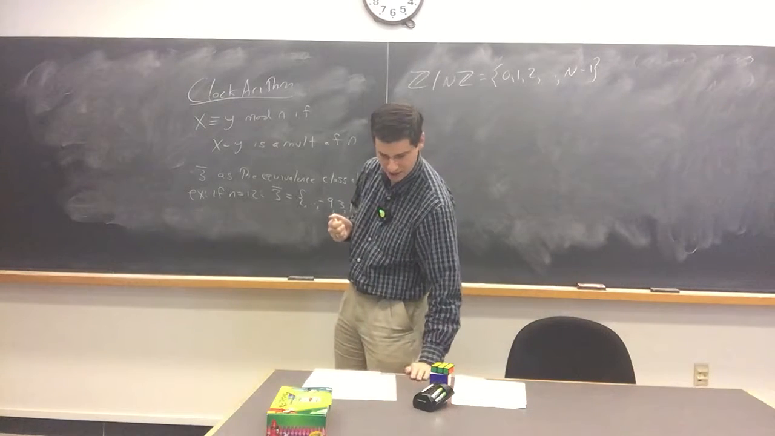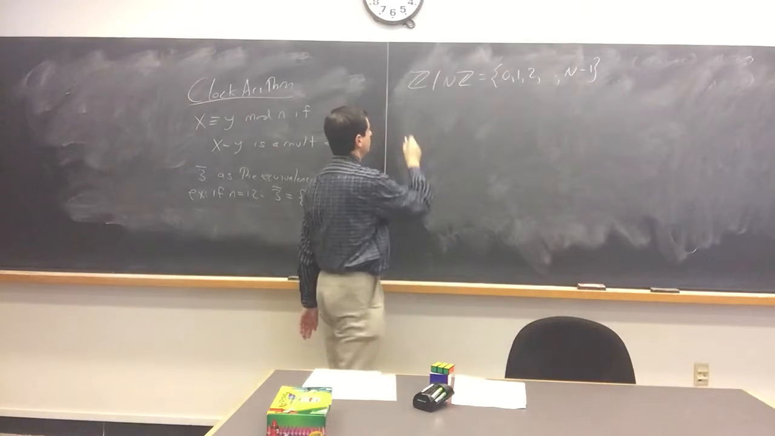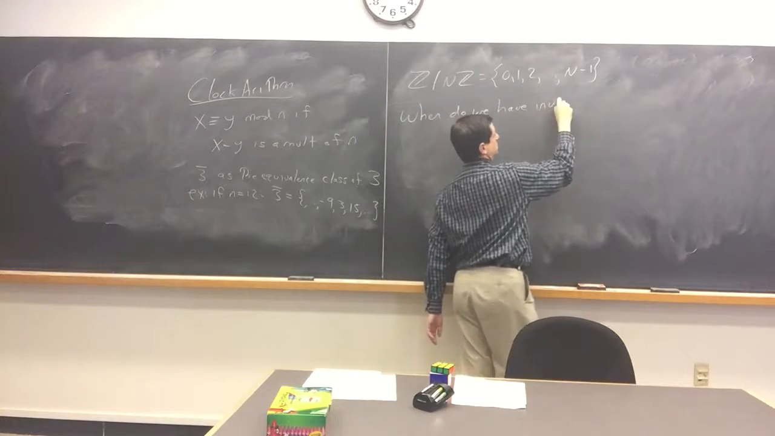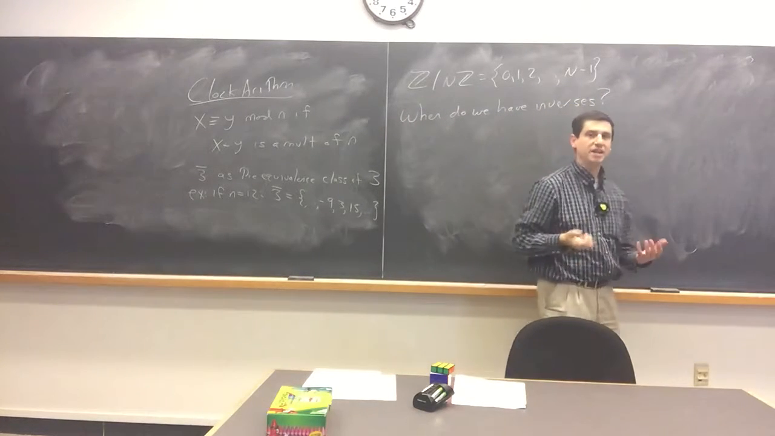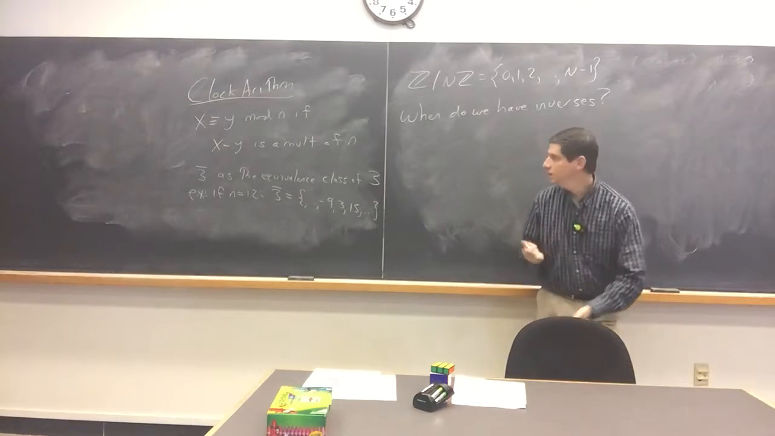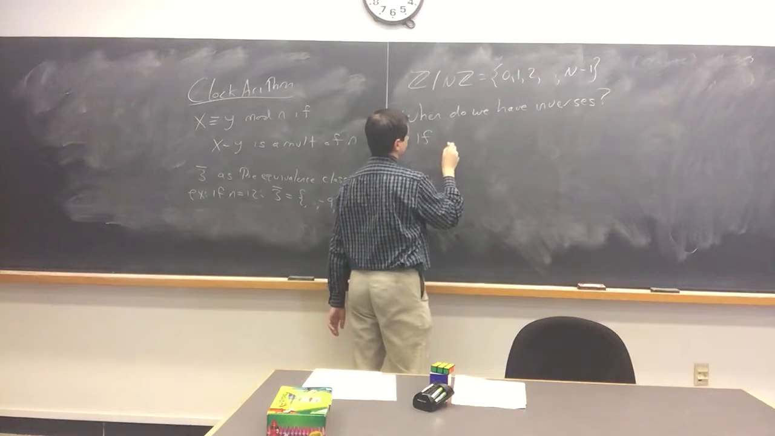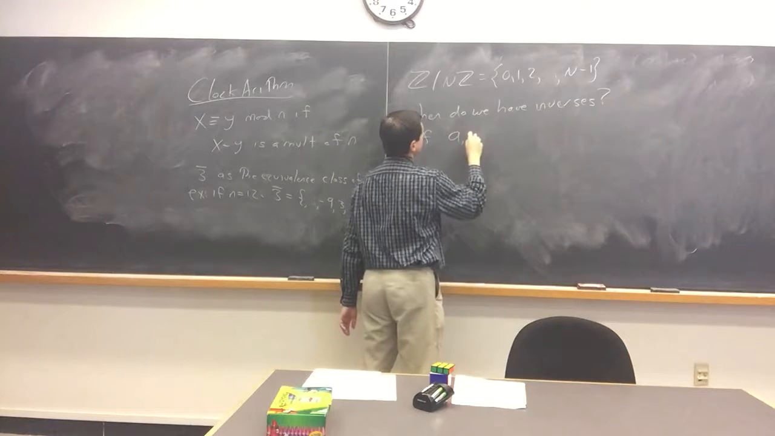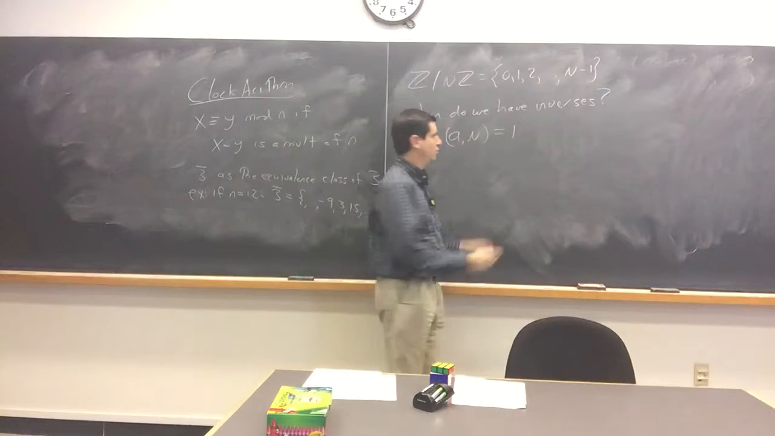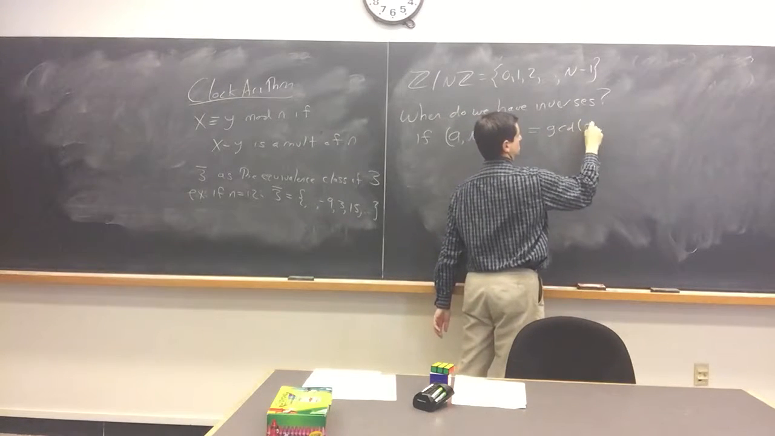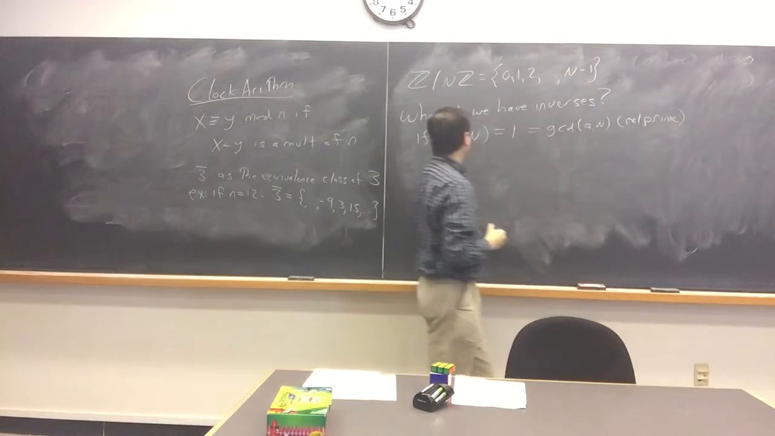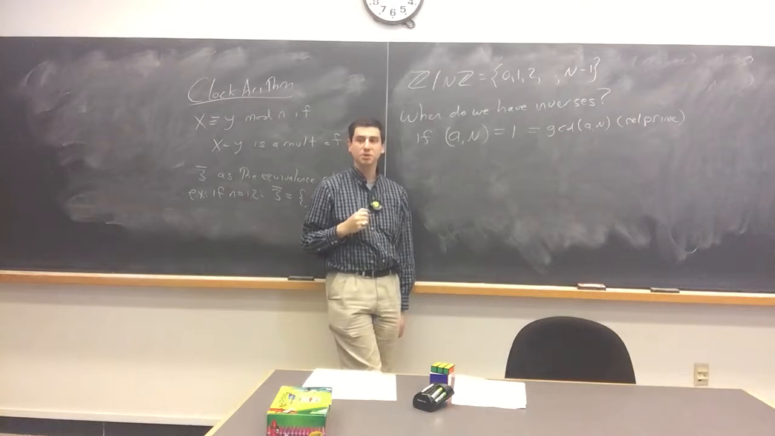I think the next question I want to ask is about invertibility. When do we have inverses? Well, we always have additive inverses, but we don't always have multiplicative inverses. So it turns out if the gcd of a and n equals 1, meaning the greatest common divisor of a and n equals 1, or we might say they're relatively prime, then there's a multiplicative inverse.